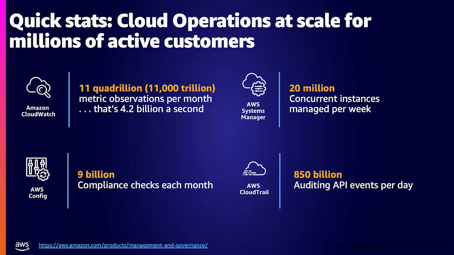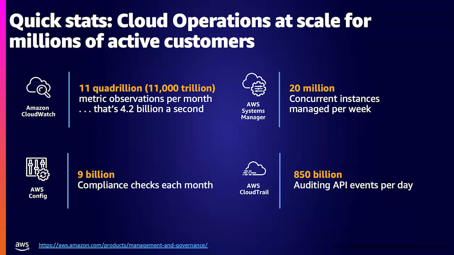And the amazing thing about the AWS Cloud is we can really handle the scale of automation that we just talked about. I want to give some quick stats on the level of scale that we're handling today, just to give you a better understanding. Amazon CloudWatch handles a mind-boggling 11 quadrillion metric observations a month. Breaking that down, that's 11,000 trillion, 15 zeros, 4.2 billion per second. So that is 15 trillion in the hour that we give this talk. Pretty crazy to think about.